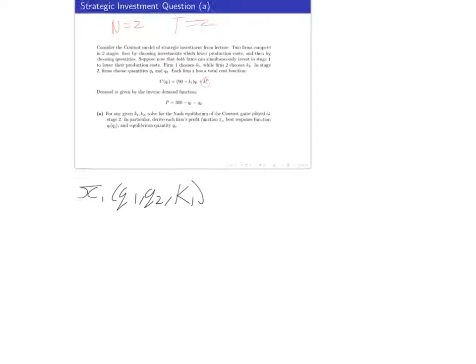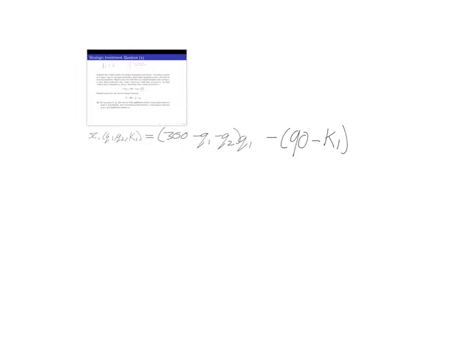So, first thing we'll do, since there's only two firms, I'm just going to do 1 and 2 for now. So profit 1 is obviously going to be a function of Q1, Q2, and K1. And it's going to be equal to the price, which is 300 minus Q1 minus Q2 times Q1. So that's price times quantity. And then, of course, we've got to minus out the cost, right? Which was 90 minus K1 times Q1 minus K1 squared.